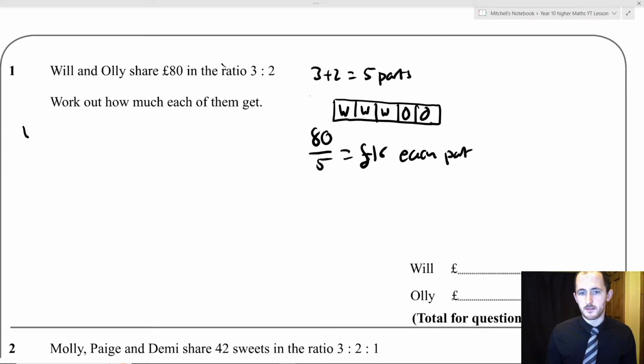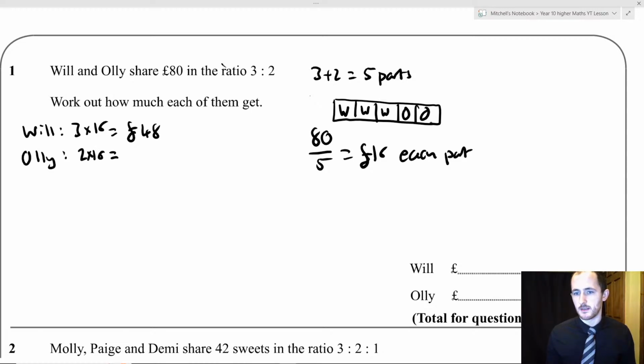So Will gets 3 times 16, which is £48. And Ollie will get 2 times 16, which is £32. And a good way to check if your answer is correct is if you add them together, we still get £80. So that shows that we're correct. If we get a number that's different to 80, we should be a bit worried.